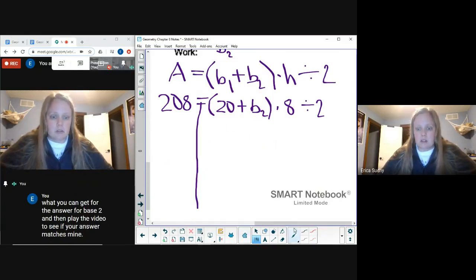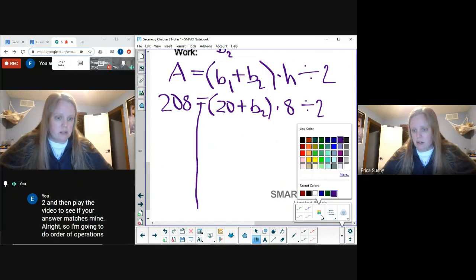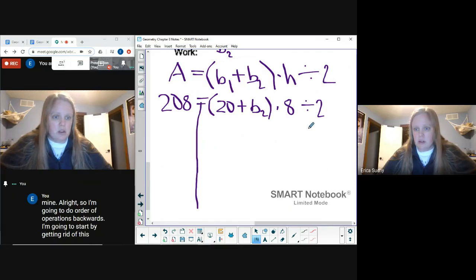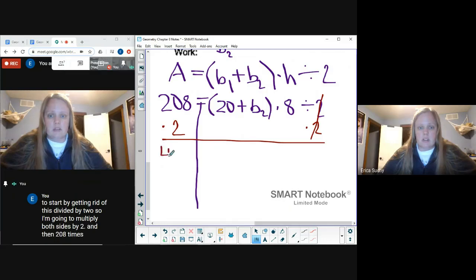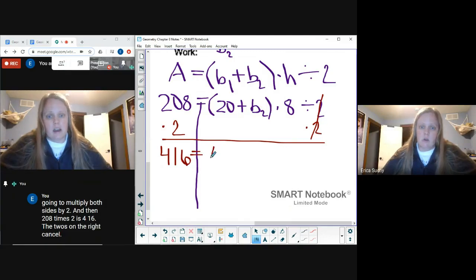All right, so I'm going to do order of operations backwards. I'm going to start by getting rid of this divide by 2. So I'm going to multiply both sides by 2. And then 208 times 2 is 416. The 2's on the right cancel, so I still have the quantity 20 plus B2 times 8.